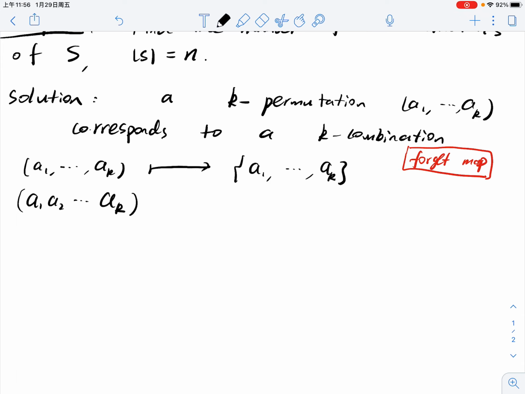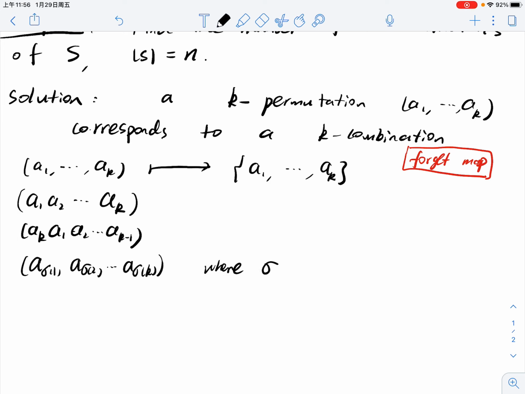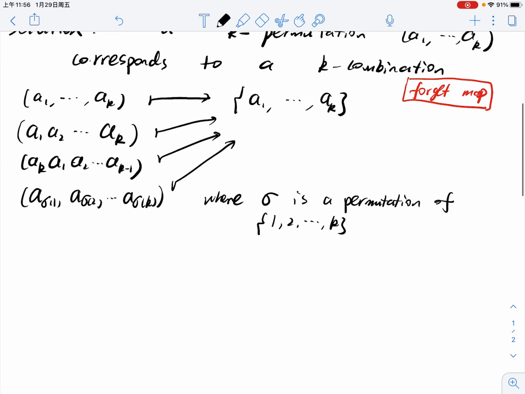For example, let's say a1, a2, up to ak, you can rearrange a1 to ak as a sigma 1, a sigma 2, up to a sigma k, where sigma is a permutation of 1 to k. They all map to the same combination.